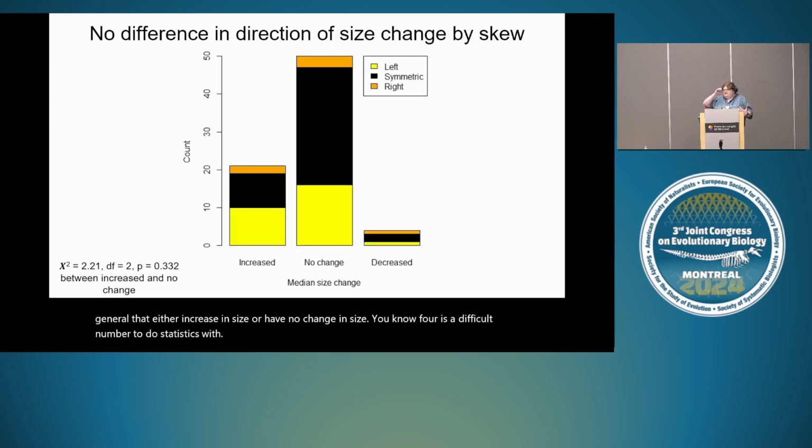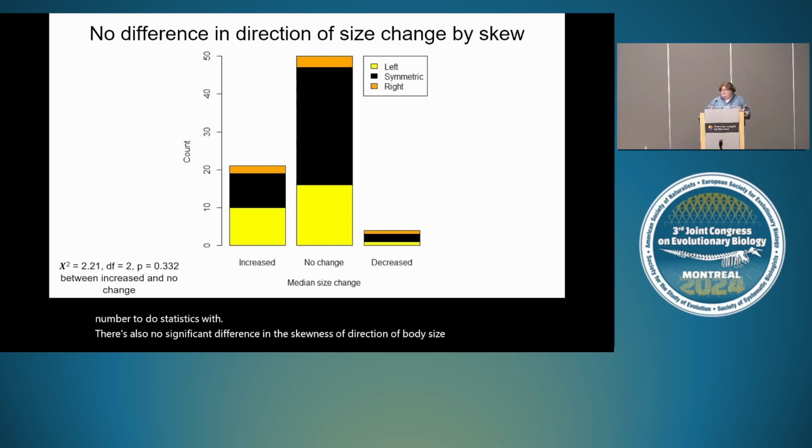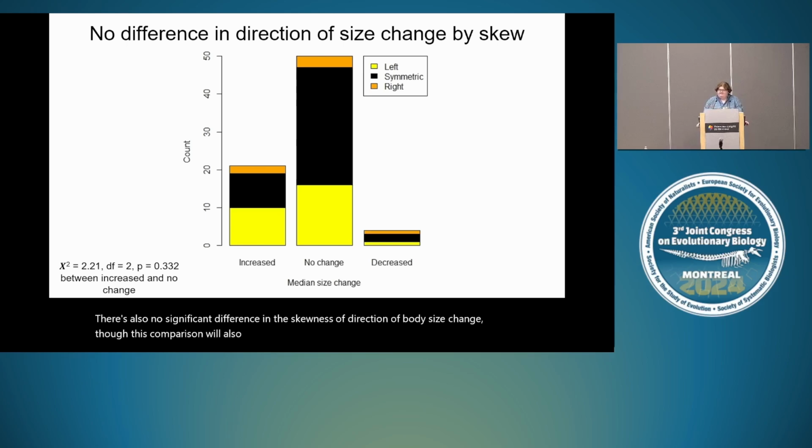There's also no significant difference in the skewness of a direction of body size change, though this comparison would also be made far more robust if genera that decreased in size could be included, as that would indicate that passive and driven trends are equally as common in genera that have increased and decreased in their body size.